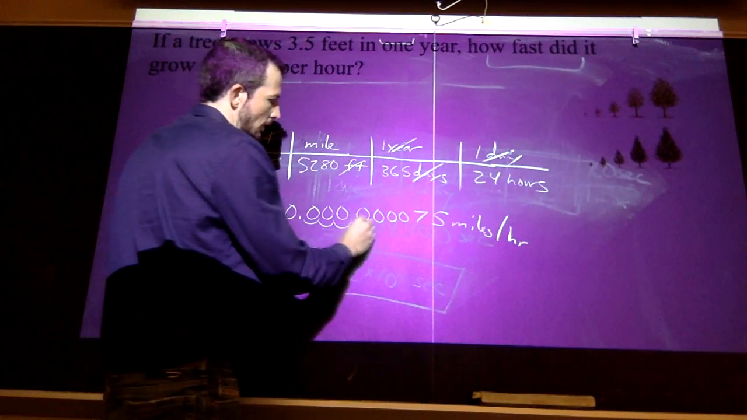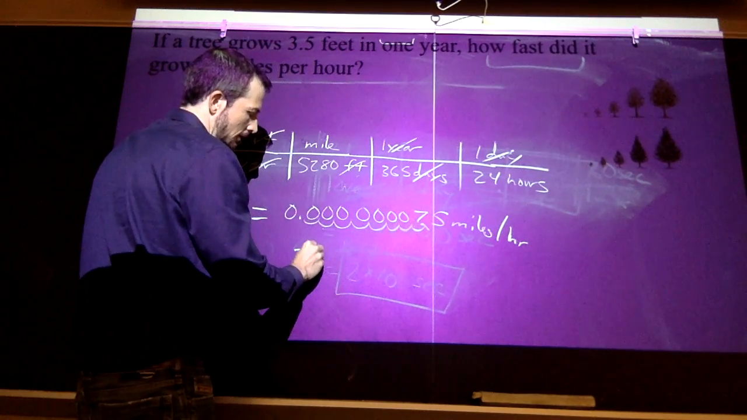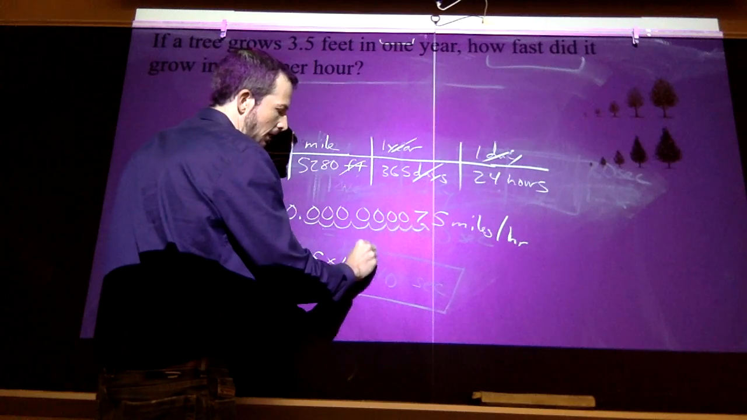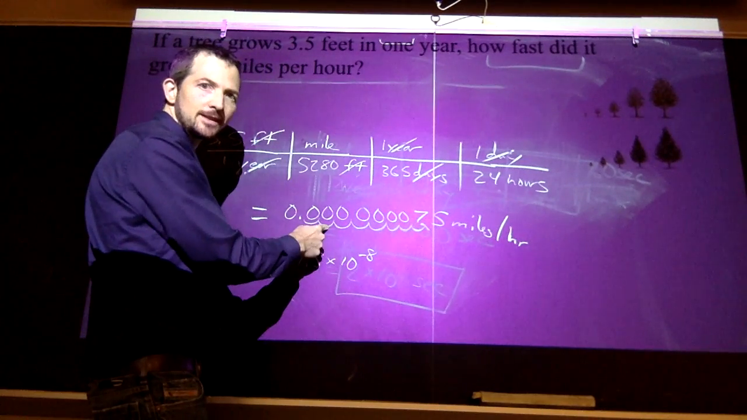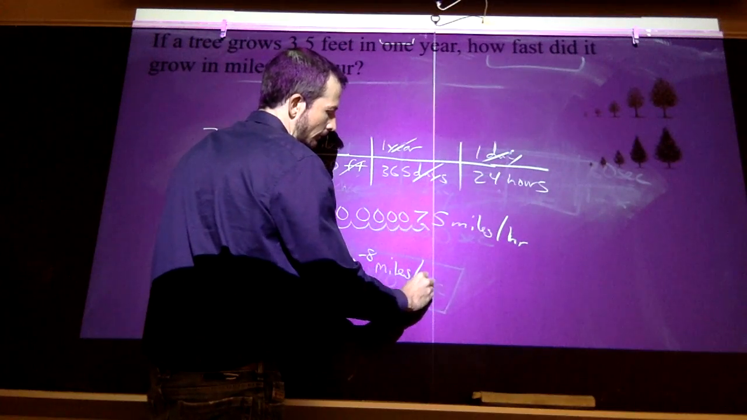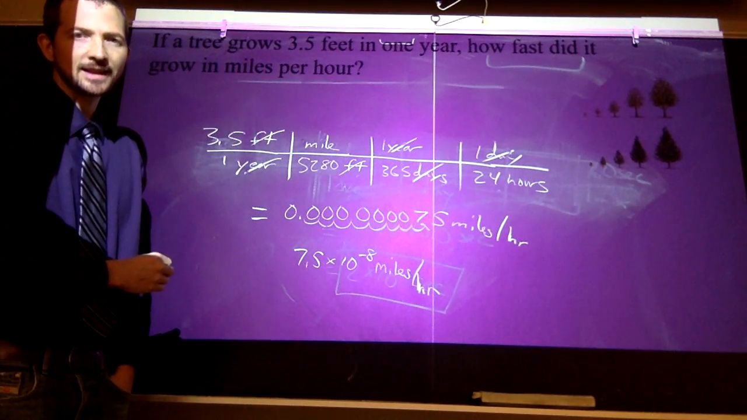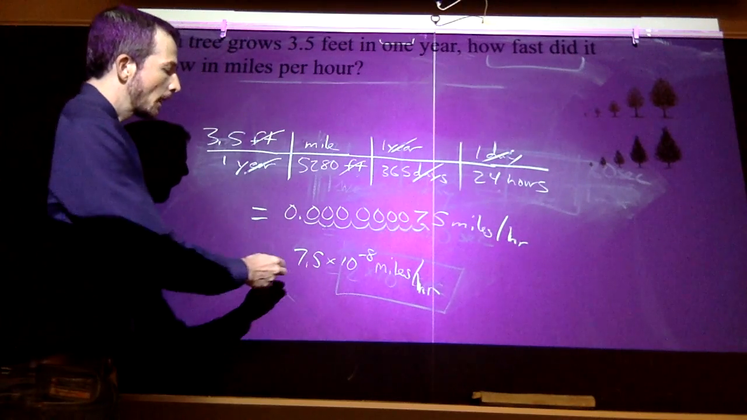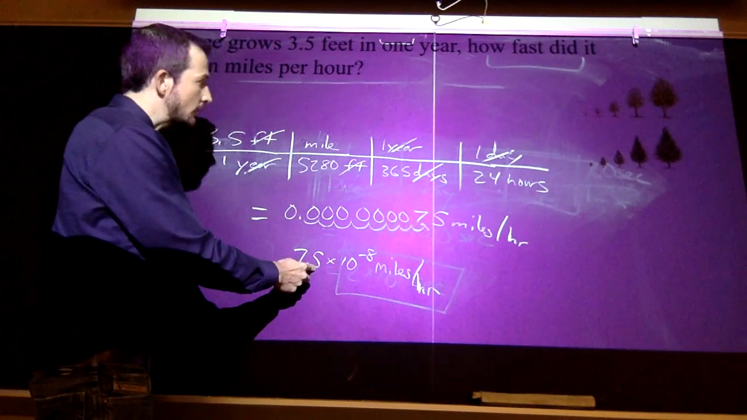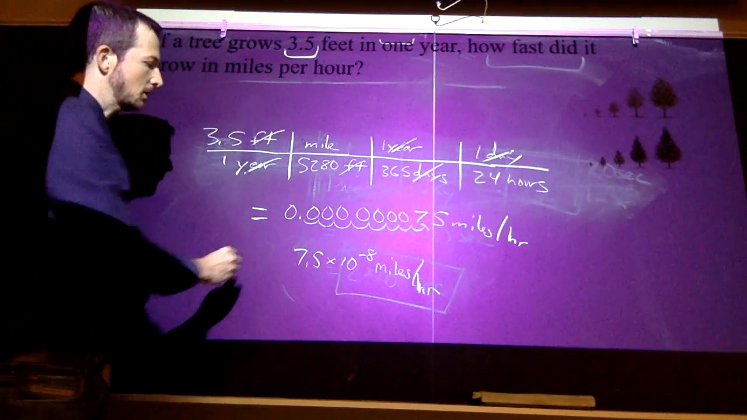1, 2, 3, 4, 5, 6, 7, 8. And I know it's going to be a minus because I know it's a small number. So 7.5 times 10 to the minus 8 miles per hour. Now I did two significant figures here because I had two significant figures in my measurement.